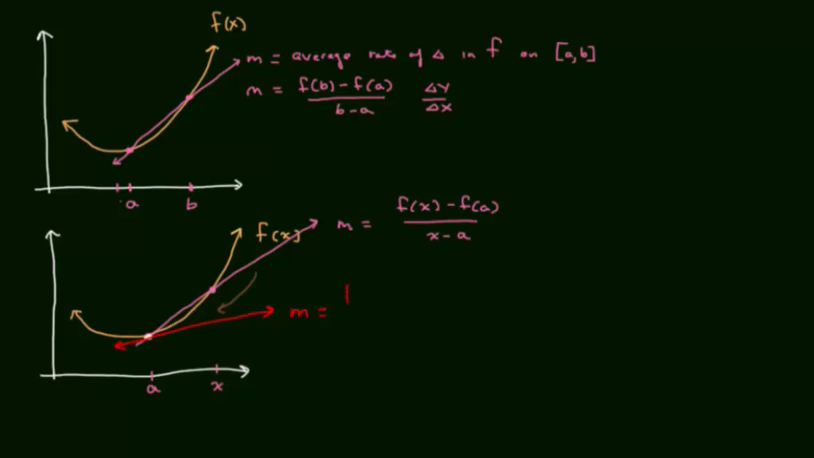And so we would say here that the slope of the tangent line is the limit as x is approaching a of this expression, f of x minus f of a all over x minus a, provided it exists.